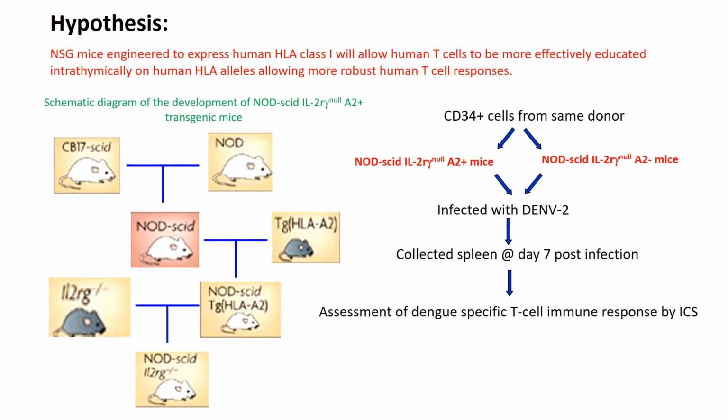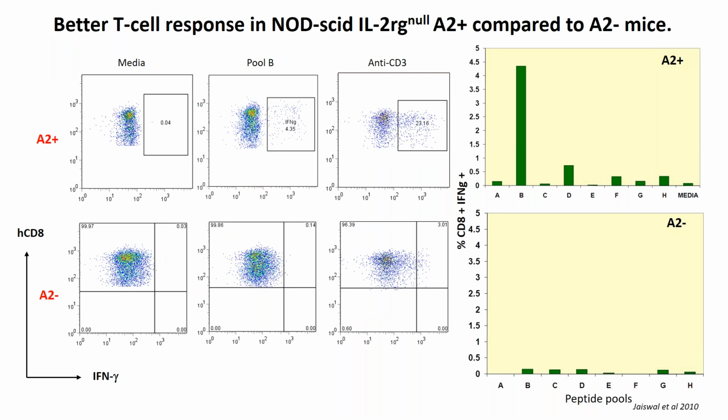And then we took both NSG expressing A2 as well as NSG not expressing the A2 molecule, and then we engrafted them with the same CD34 cells from the same donor. And then 12 to 14 weeks post engraftment, once we validated the reconstitution of human cells, these animals were infected with dengue virus. And then the spleen was collected at week 1 post infection. And then we assessed the interferon gamma T cell response, mainly by intracellular cytokine staining, in response to various dengue peptide pools. So this is a slide.